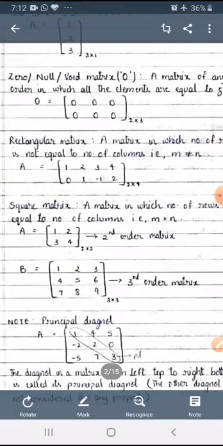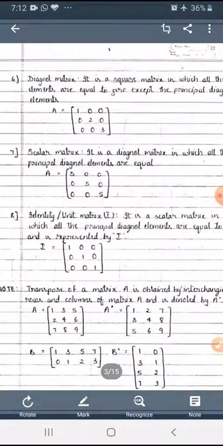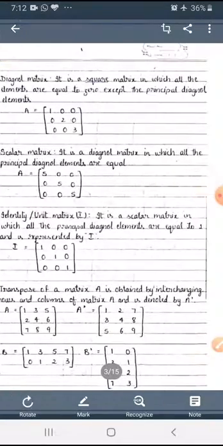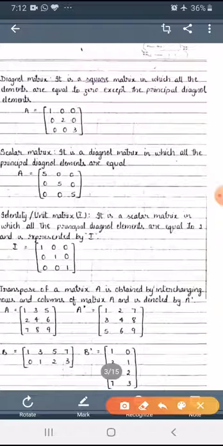Now one more matrix we'll see, the diagonal matrix. A diagonal matrix is a square matrix in which all the elements are equal to 0 except the principal diagonal elements. See here, in the principal diagonal only the elements 1, 2, 3 are there, and the other elements are 0. This type of matrix is called the diagonal matrix.